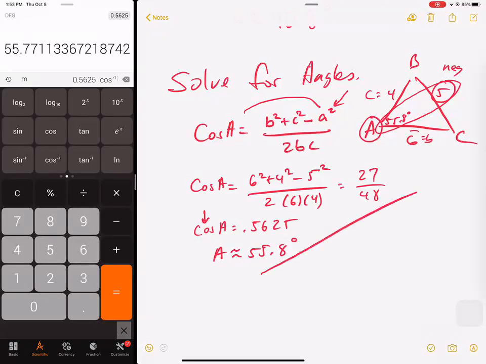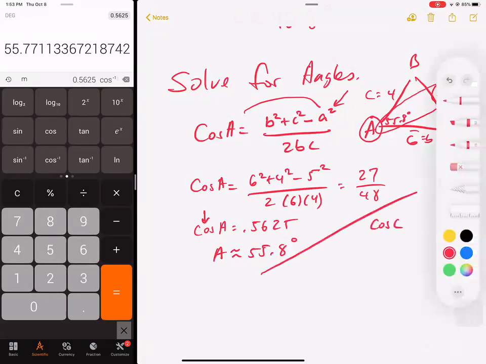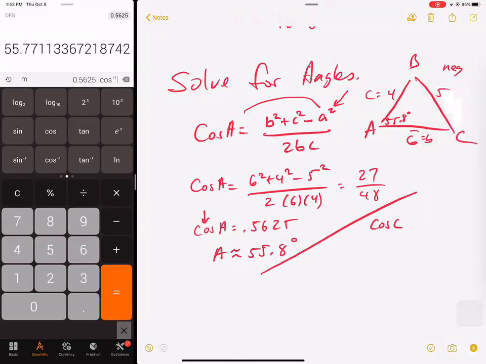If you want to solve for cosine of C, let's do cosine C. Let's use the letters. I'm solving for cosine C. This is equal to A squared plus B squared minus C squared over 2AB. Take a look, the pattern is actually super obvious. We always subtract the square of the angle we're looking at, and we always use 2AB, the sides that are adjacent to us.